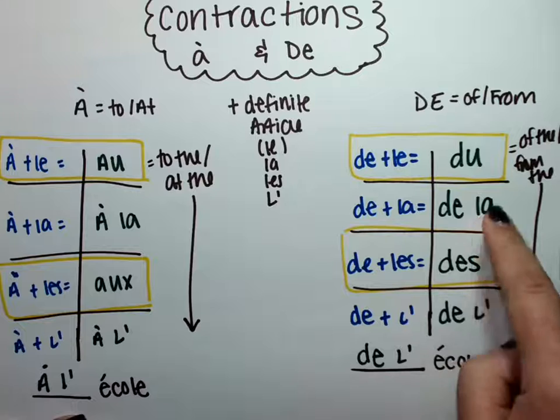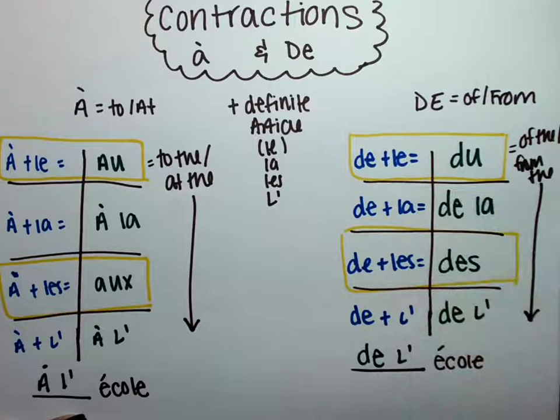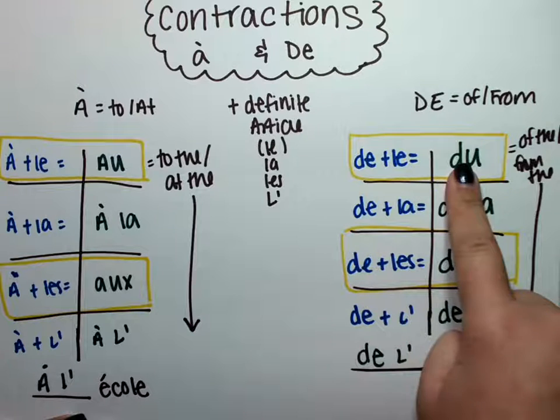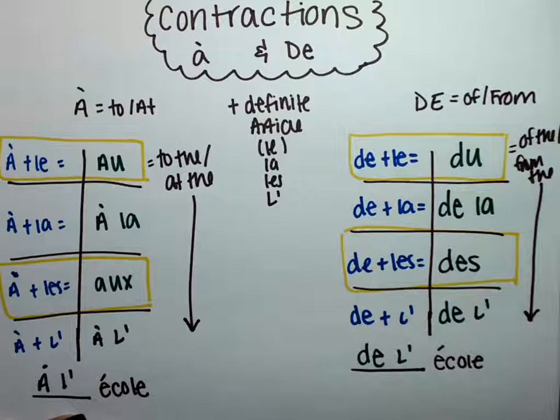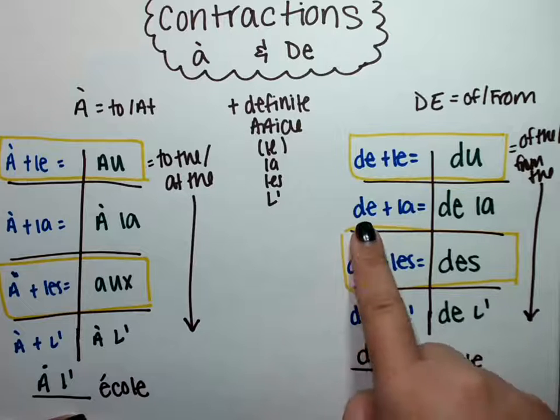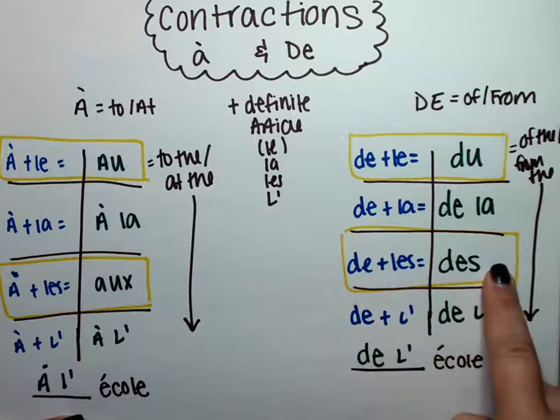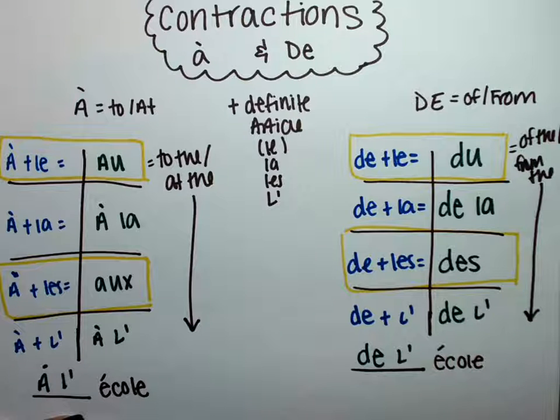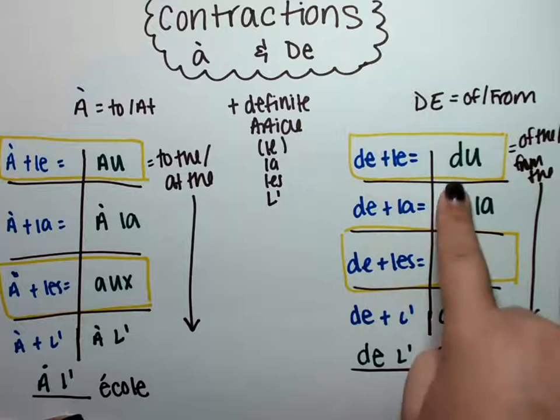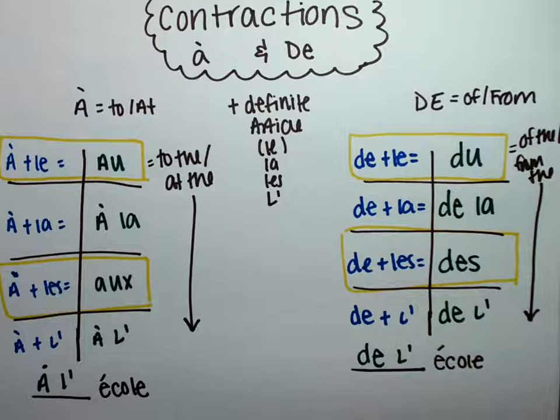Now with de, we still only have two forms that change, and then they're same forms as à. So de plus le is going to change to du, like your homework assignment is due tomorrow. De la stays the same. De plus les changes to des, like a day of the week. And de l'apostrophe stays the same. All of these mean of the or from the. So I'm coming from the school, or this is the class of Madame.